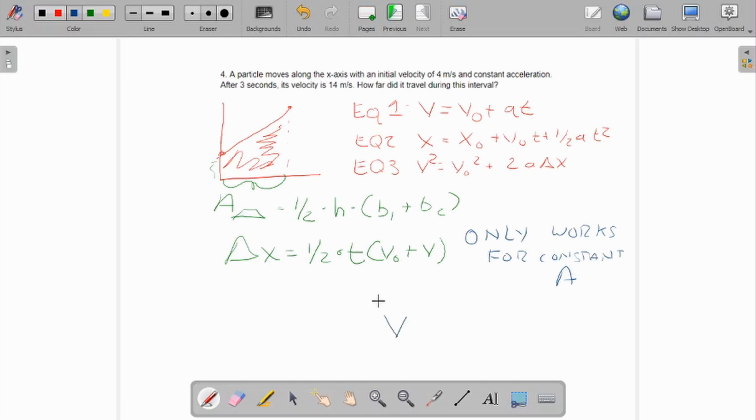of the average velocity formula, with the average being, because we have two velocities, we're averaging them together. This one will allow you to solve problems like this.